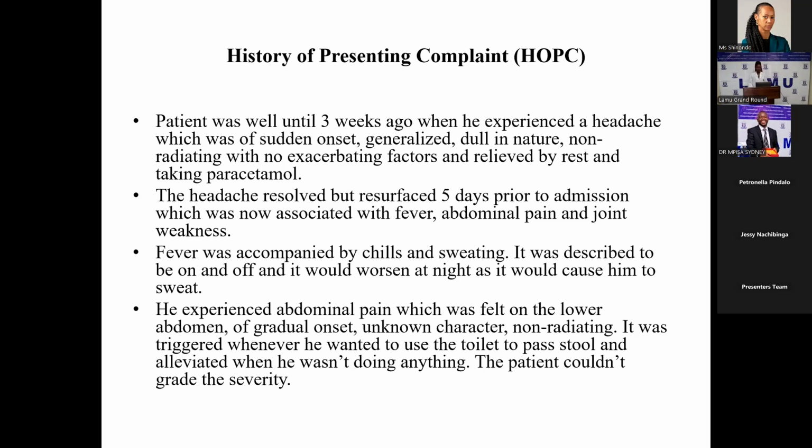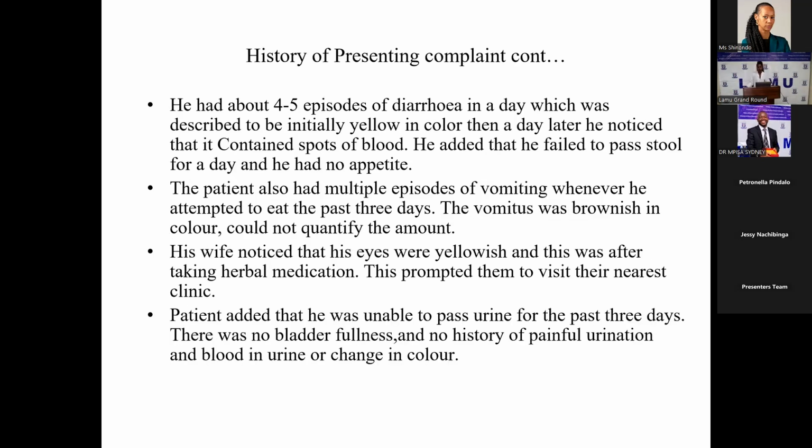He experienced abdominal pain, which was felt in the lower abdomen, of gradual onset, non-radiating in character. It was triggered whenever he wanted to use the toilet, and it was relieved whenever he was not doing anything. The patient could not grade the severity of pain. He had about 4 to 5 episodes of diarrhea in a day, which was described to initially be yellow in color. Then a day later, he noticed that it contained spots of blood. He added that he felt constipated for a day and he had no appetite.